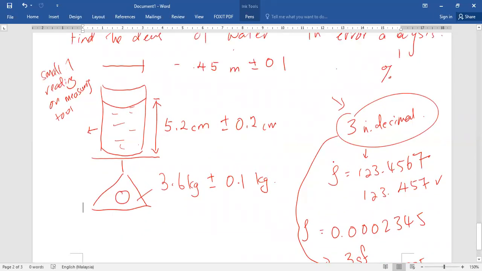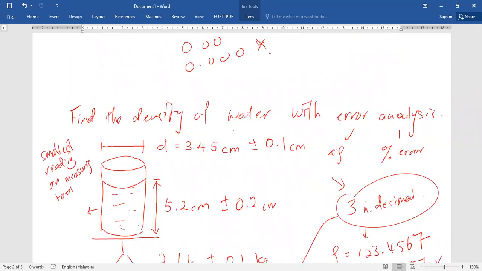You can use 3.142. You can use pi directly from the calculator or use 22/7 also can. Not much difference. Then for the radius, the diameter is 3.45, right? The radius is 3.45 divided by 2. But why is the uncertainty only 0.1 or 0.01?